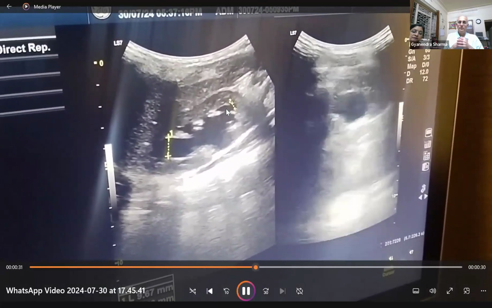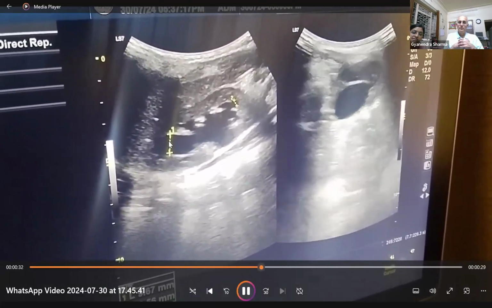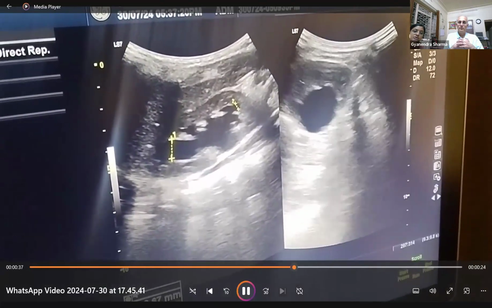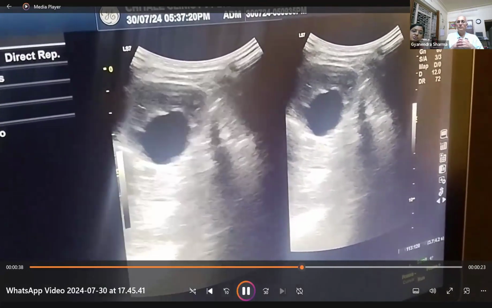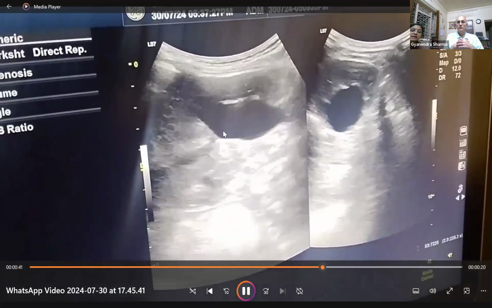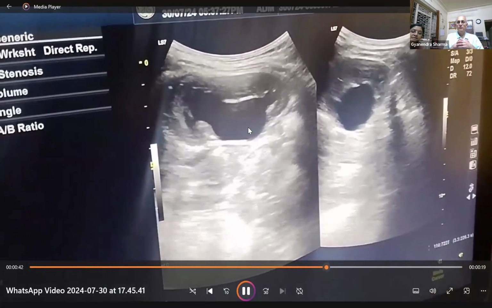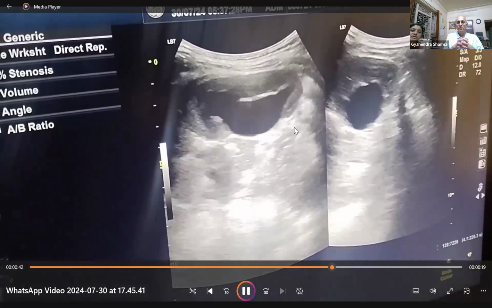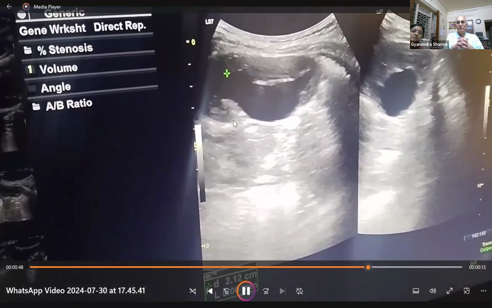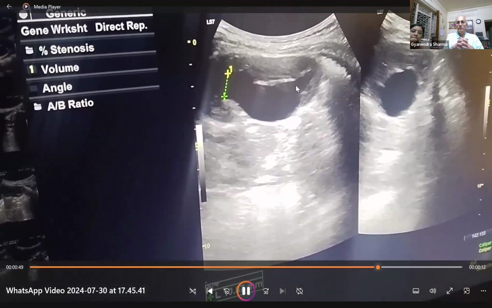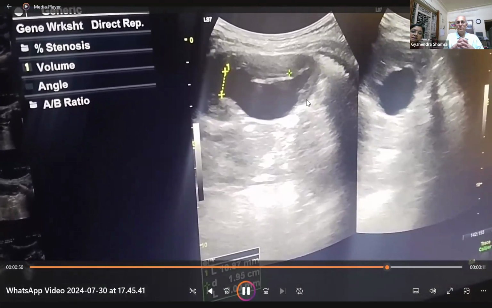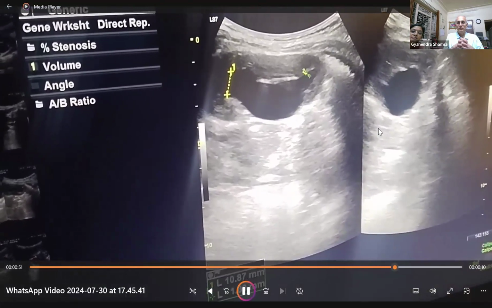When you do measurements for the calyces, it has to be in the longitudinal plane, and the axial plane is used when you are measuring the diameter of the pelvis. So this is when the patient will be turned prone. Again, you are measuring these two calyces and the renal pelvis here.